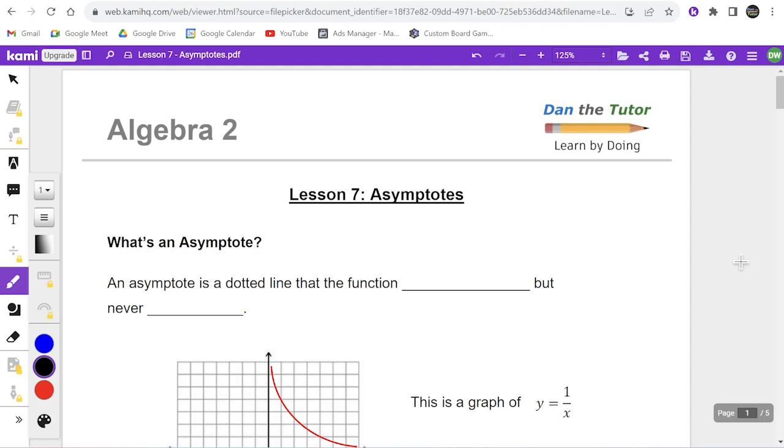Kind of 3 years from now because you haven't even taken Algebra 2 yet. But it's coming one day. And you can say, hey, Dan the Tutor said that 3 years ago. And I'll be like, yes, I did. And why are you contacting me?